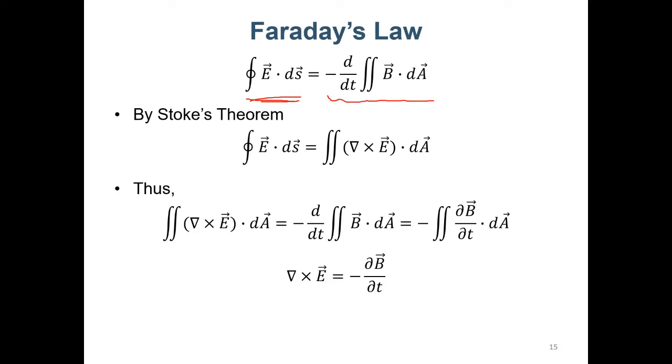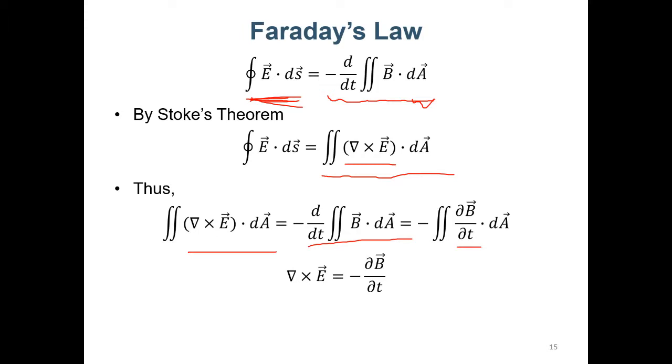According to Stokes' theorem, the left-hand side we can rewrite as a double integral over the area, and what we need to do is take the curl of the electric field. So we substitute this one into here, then we will get this term equals this term. And we put the time derivative into the integral so that we write it as a partial derivative with respect to time.